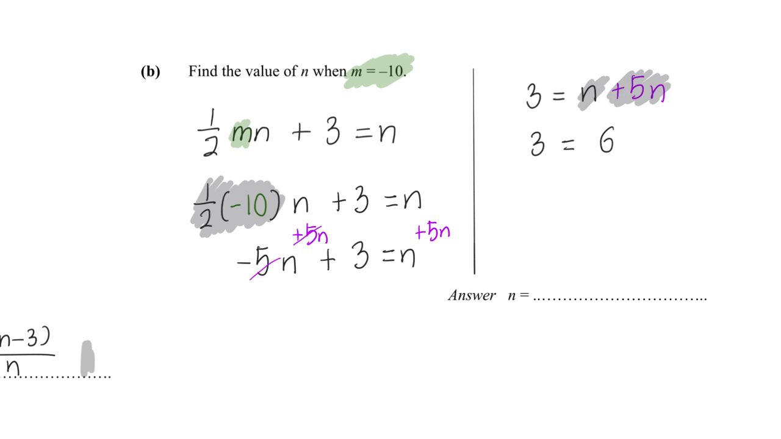Smart. 6n. Finally, the value of n would then be, I just need to divide by 6 on both sides. 3 divided by 6 is half. And I get my answer. You can also write 0.5 if you wish to. Well, this will be the answer for this question.